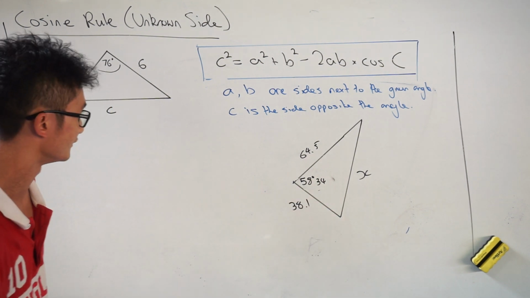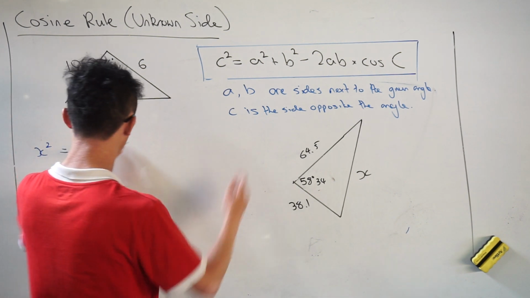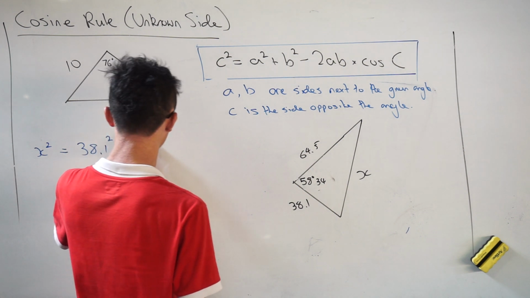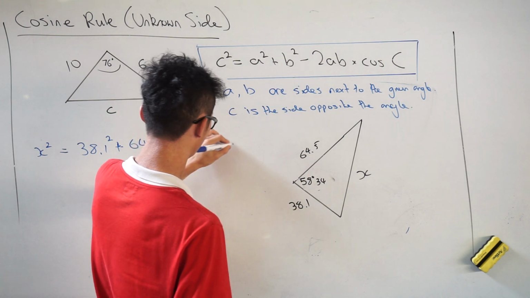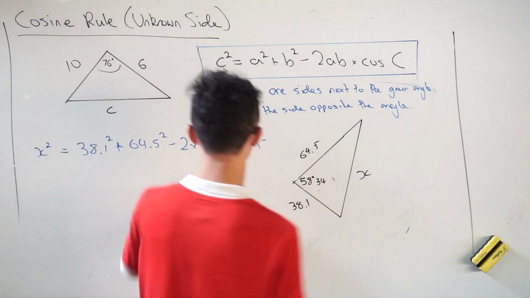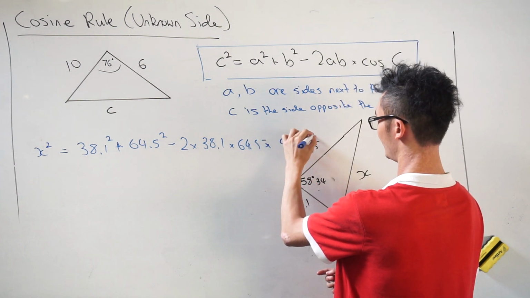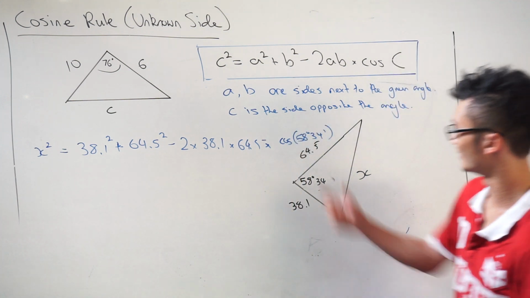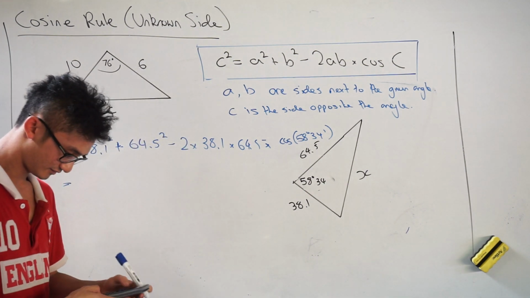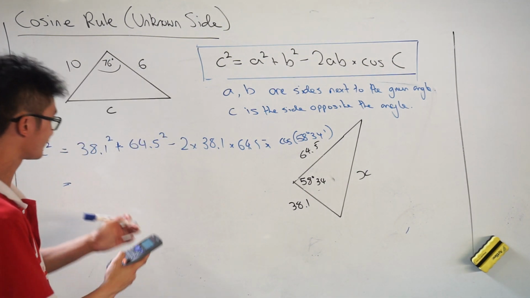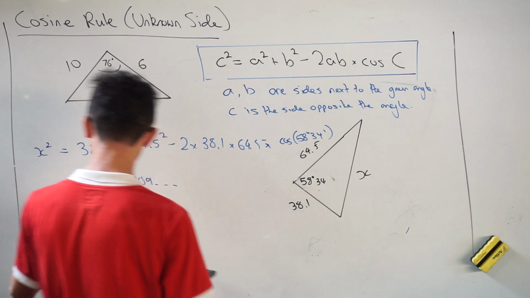I'm going to have x squared is equal to, say, 38.1 squared plus 64.5 squared, minus 2 times 38.1 times 64.5, kind of running out of room, times cos of this angle, so cos 58 degrees 34 minutes. Okay, kind of went over there, that's okay. Let's evaluate that and get 3048.709. That's the one.